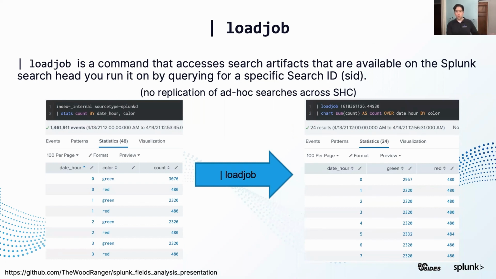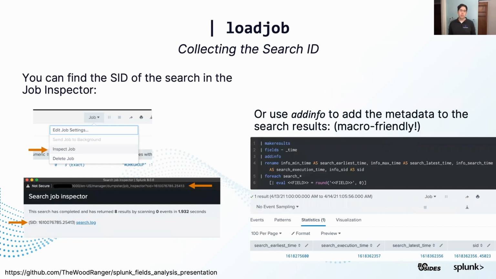So, loadjob calls out to a search ID. How do we get that search ID? The easiest way to do so is utilizing the job inspector or the addinfo command, which I've given an example of here in a macroable version to access the search ID of the job. One of the favorite things that's been a development is the enrichment of alert output in recent year or so.